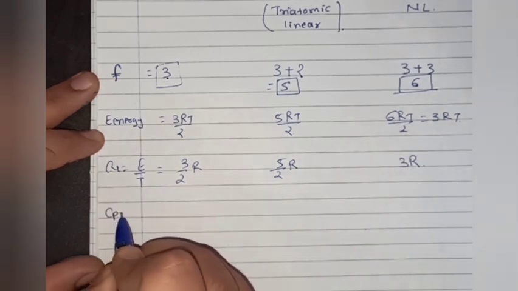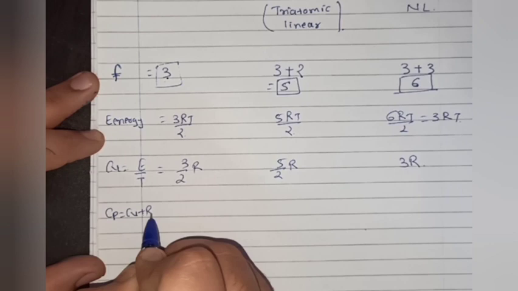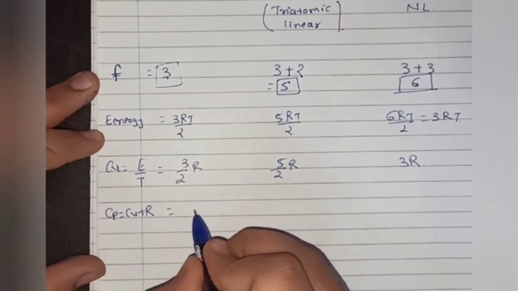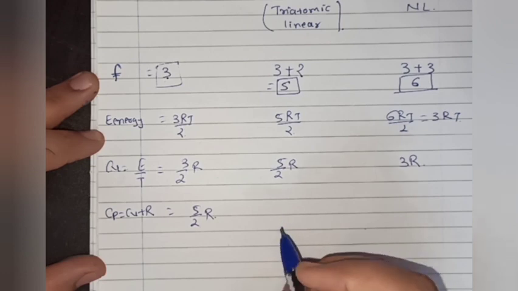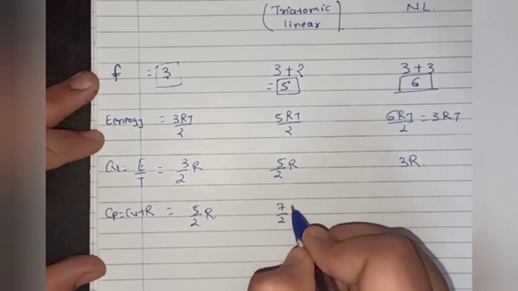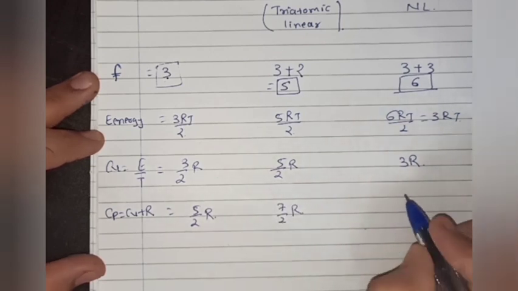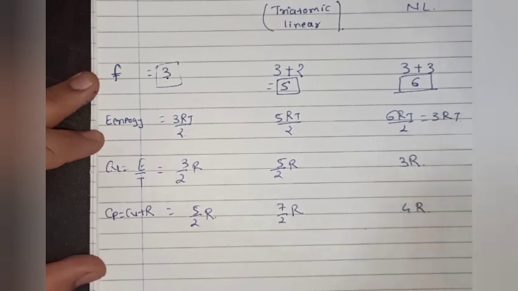Now Cp is equal to Cv plus R. So for monoatomic it will be 5 by 2R. For diatomic it will be 7 by 2R. And for triatomic it will be 4R.